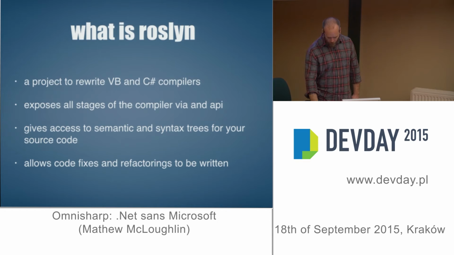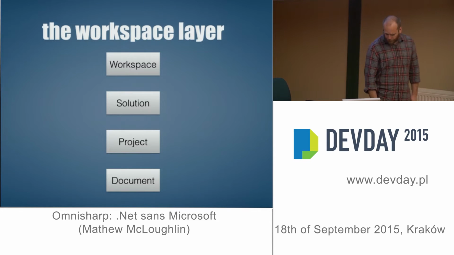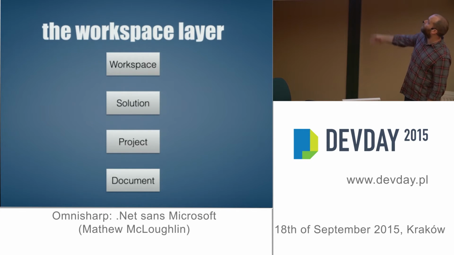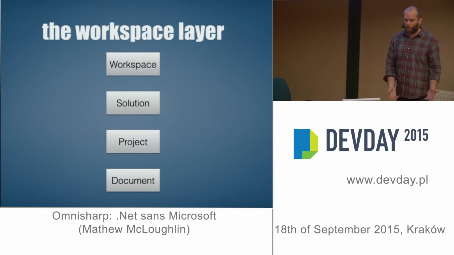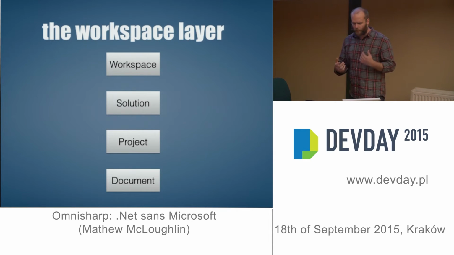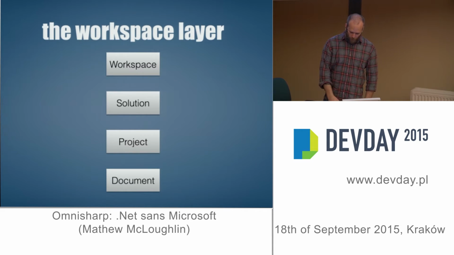Now, as part of Roslyn, which we interact most with as part of the Omnisharp project, this is called the Workspace Layer. Now, I think most people will recognize these things. It's a tree-based structure. You have a workspace, which has a number of solutions, which have a number of projects, which have a number of documents. This is how we do most of our interaction with Roslyn, as you'll see when I do some demo.